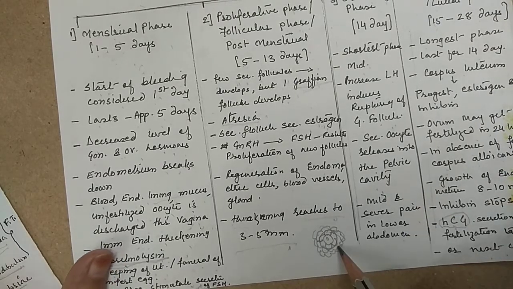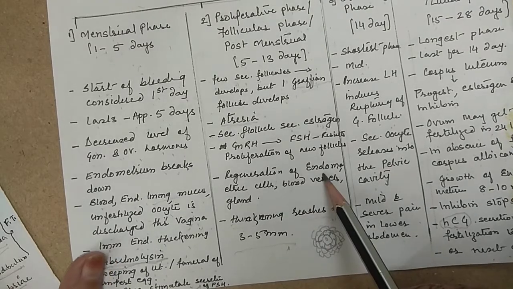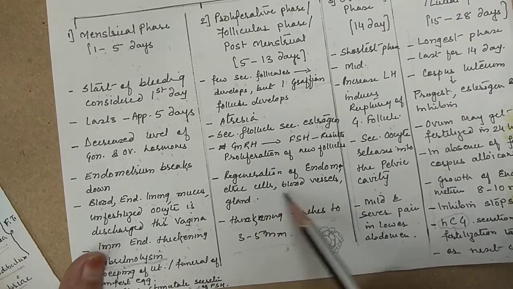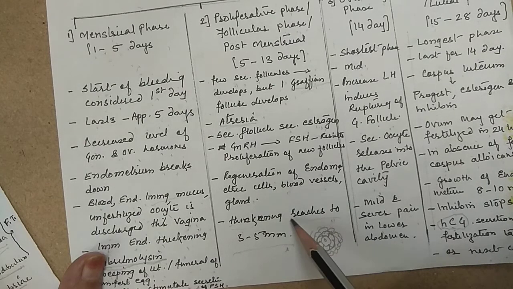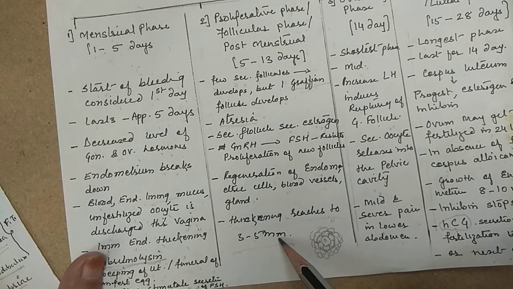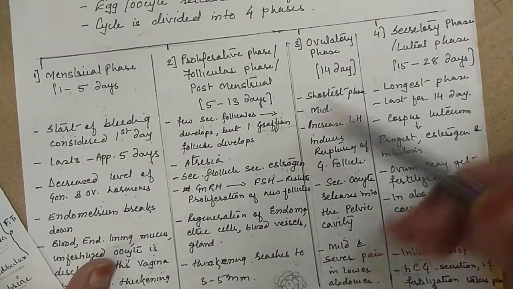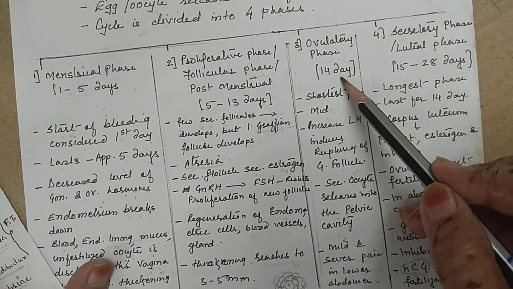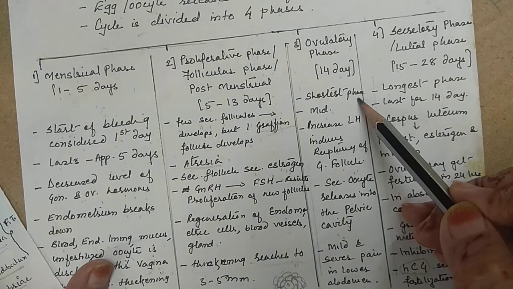Okay, now this estrogen secretion helps in regeneration of endometrial cells, glandular cells, and development of blood vessels in the endometrium. So the thickening of the endometrium increases and it becomes 3 to 5 mm. Clear? Now the next phase comes in the middle, on the 14th day if you are taking a 28-day cycle. It is the shortest phase, student.